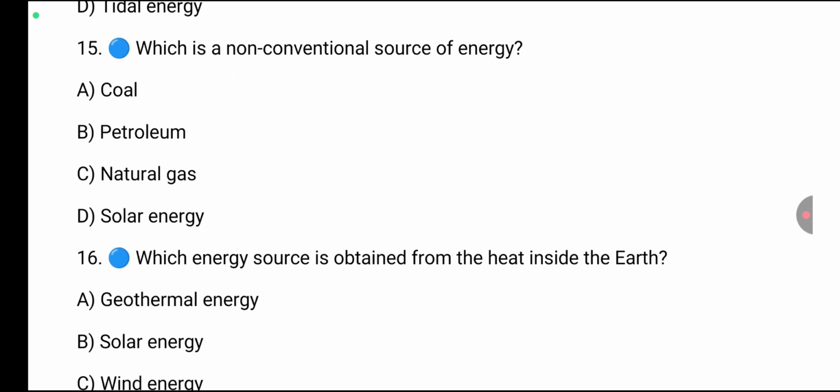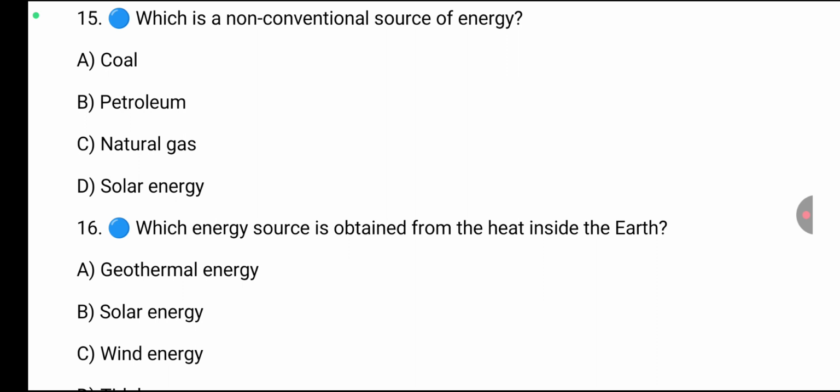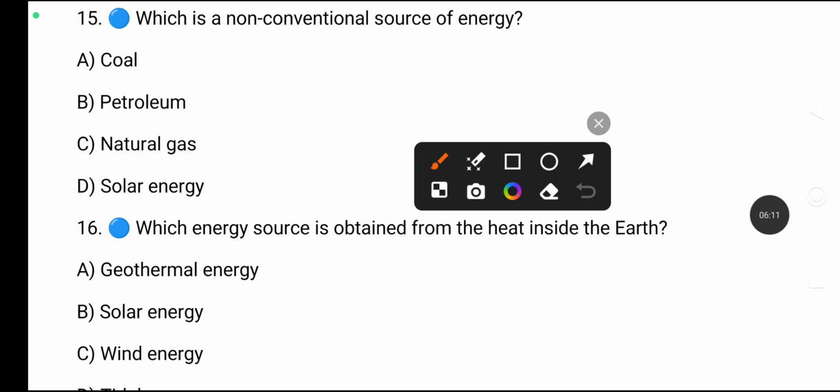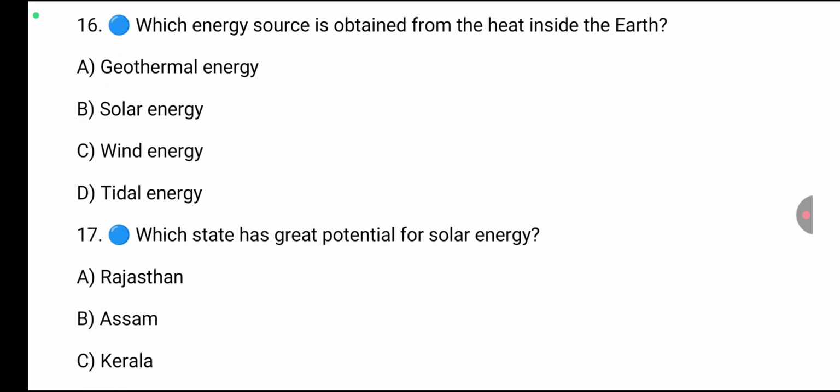Now moving on to question number 15. Which is a non-conventional source of energy? Coal, petroleum, natural gas, solar energy. Answer will be D, that is solar energy.